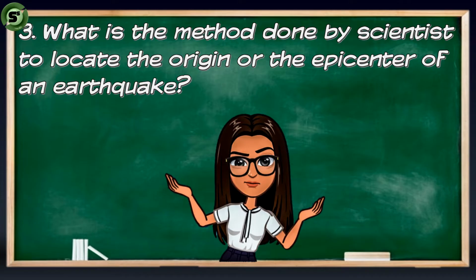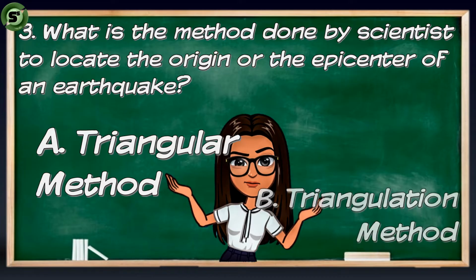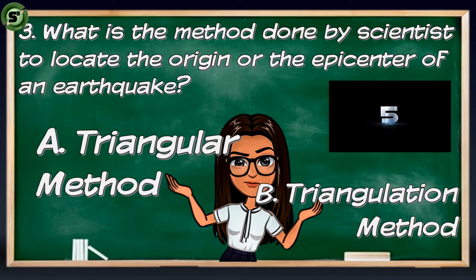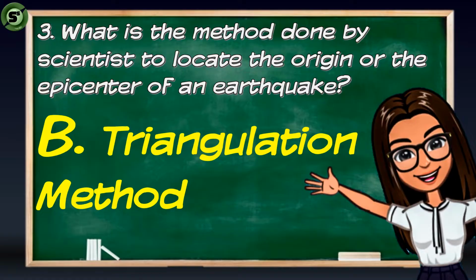Question number 3. What is the method done by scientists to locate the origin or the epicenter of an earthquake? Is it A. Triangular method, or B. Triangulation method? Your 5 seconds start now. That's correct. The answer is triangulation method. This method uses 3 seismic recording stations to locate the earthquake epicenter.